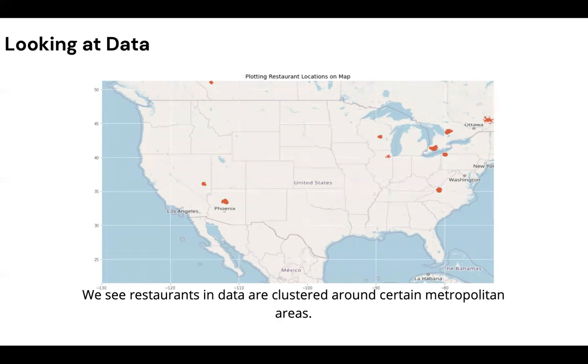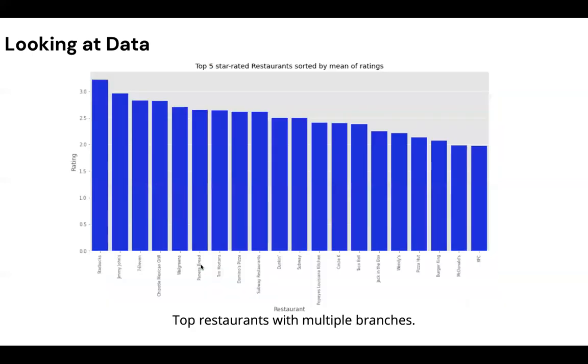In the next slide, we looked at the top 5-star ratings. When we looked at restaurants with multiple branches by grouping them by name and taking the average of those with count greater than 1, we see that Starbucks has the highest average rating.